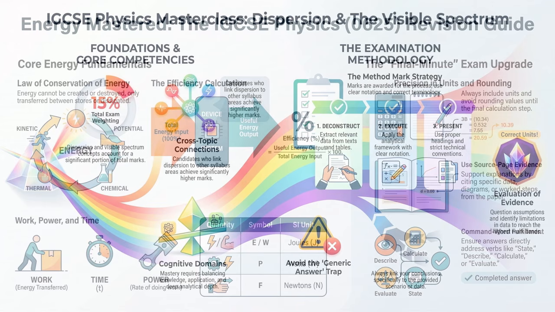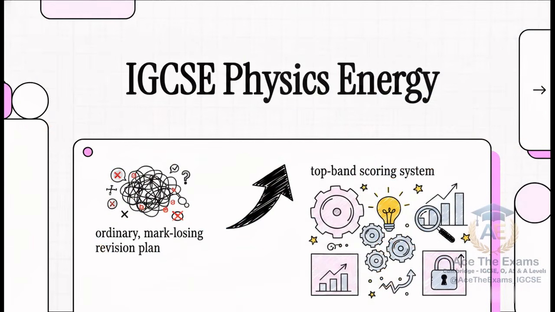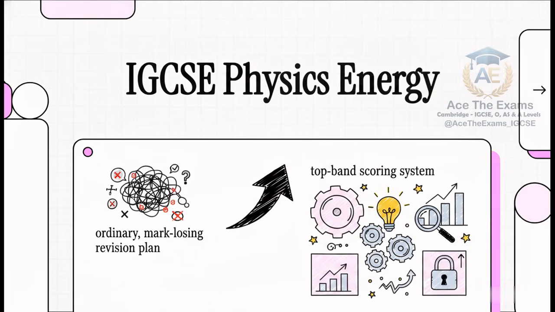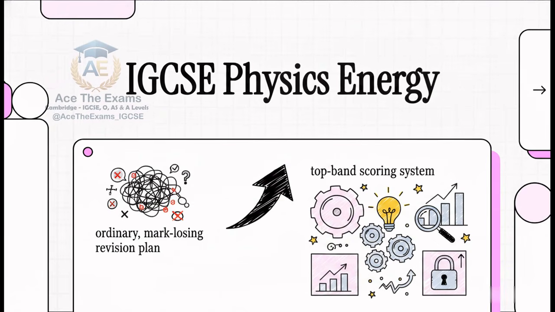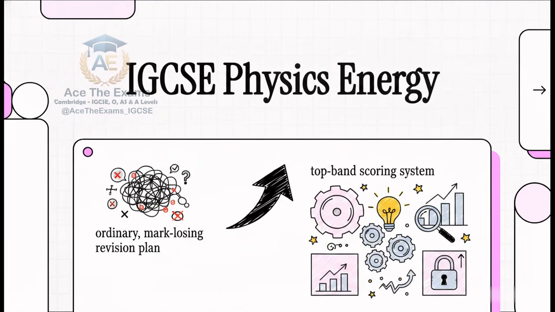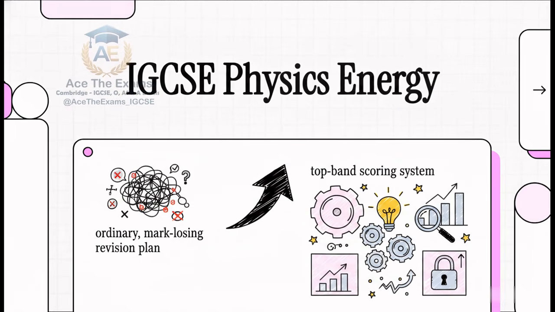Right now, you are looking at a live transformation. We are taking an ordinary, mark-losing revision plan for your Cambridge IGCSE Physics 0625 energy topic and instantly upgrading it into a top-band scoring system. Because let's face it, if you're sitting your exam soon, you literally cannot afford to leave your hard-earned marks to chance. In this explainer, we're going to completely strip away the fluff, reverse engineer the examiner's exact mindset, and secure those critical grade boundaries that you absolutely need.